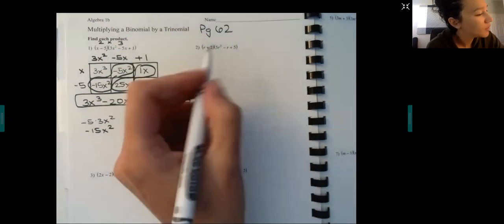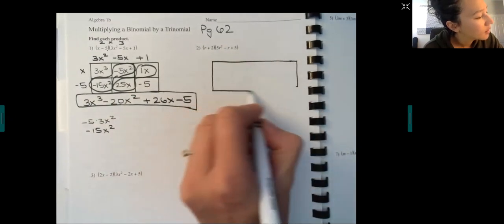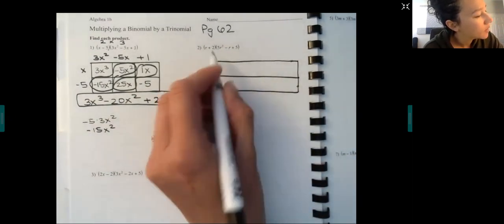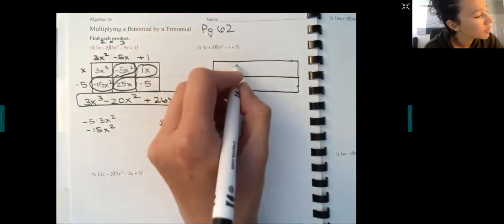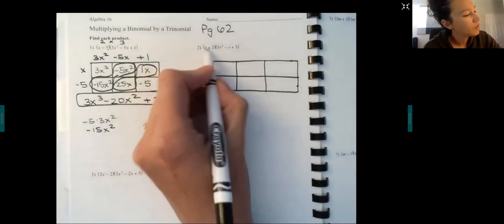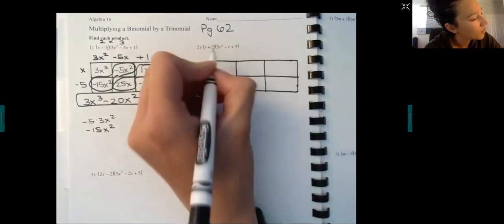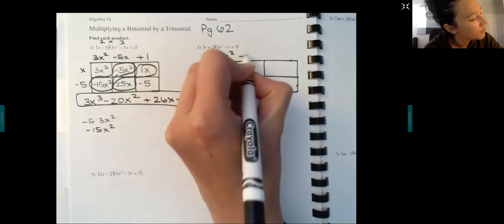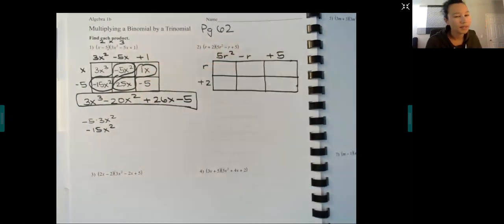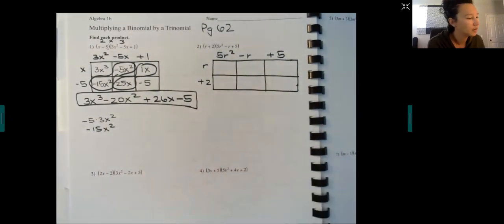Okay, let's go ahead and do number two. I'll help you get it set up and then I'll let you guys try it. Again, we're multiplying two things. All of them are just going to be 2 by 3 boxes. So we're multiplying a binomial by a trinomial. Our two terms go on the side with 2, r plus 2, and then our three terms go on the side with 3 boxes, 5r squared minus r plus 5. Okay, and then I want you to go ahead and try it. Go ahead and find the area of all of the boxes.